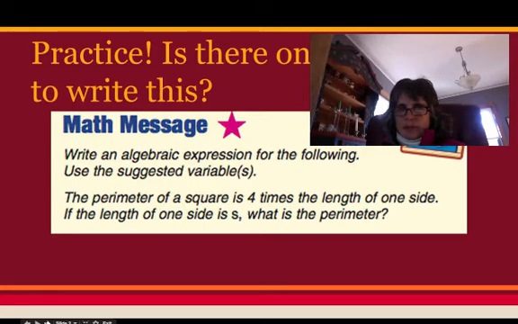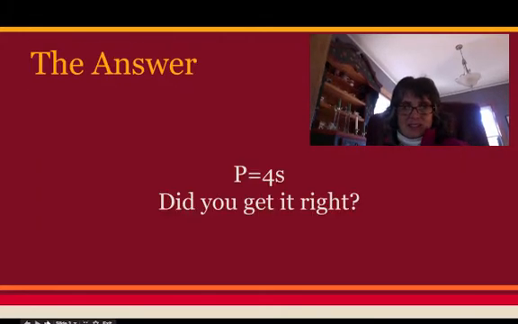The perimeter of a square is 4 times the length of one side. If the length of one side is S, what is the perimeter? You don't even have to put it on pause for that one. You got it? P equals 4S. Now, there are different components to this.